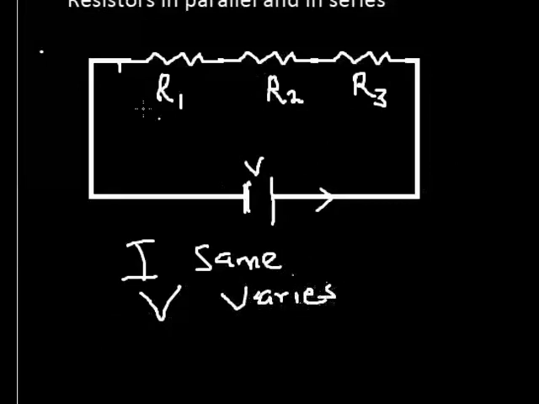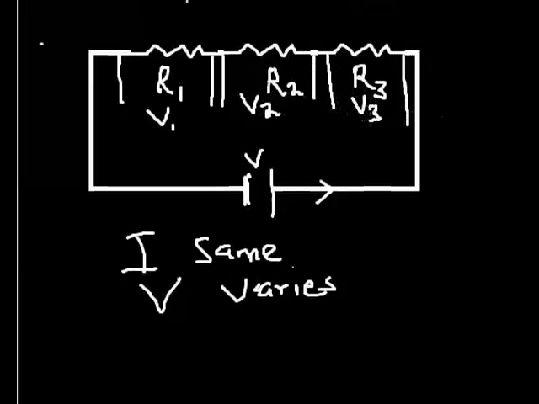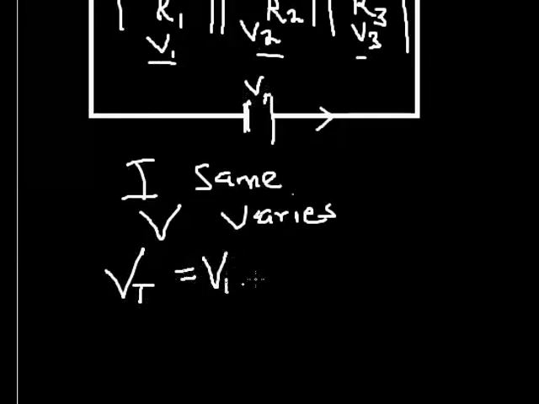So with PD varying, that means the PD across R1, I call it V1. The PD across R2, I call it V2. And of course, the PD across R3, I call it V3. Alright, so that means the total PD now is going to be the combination of V1, V2, and V3. So the total PD that this delivers, V total, is going to be the PD across V1 plus the PD across V2 plus the PD across V3.